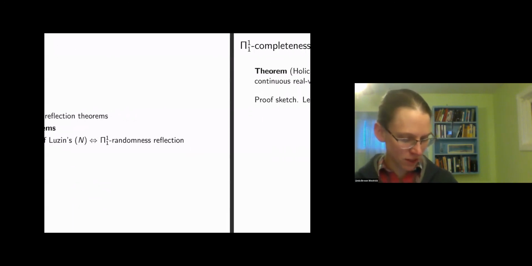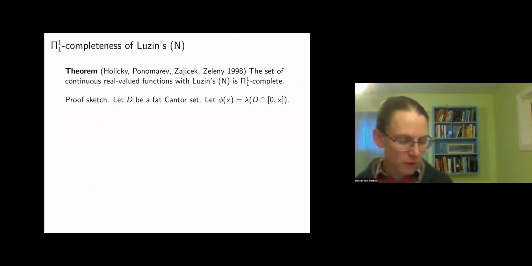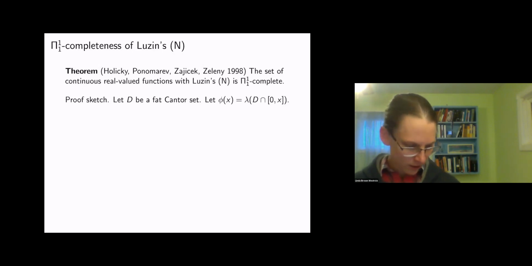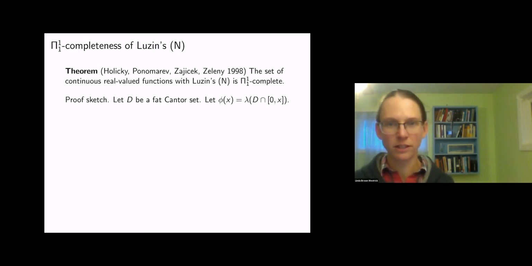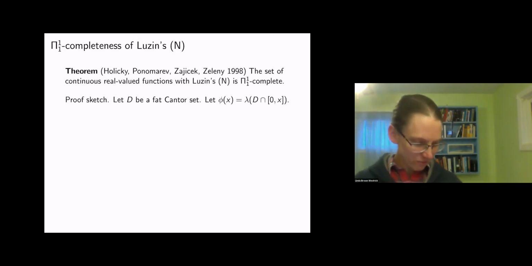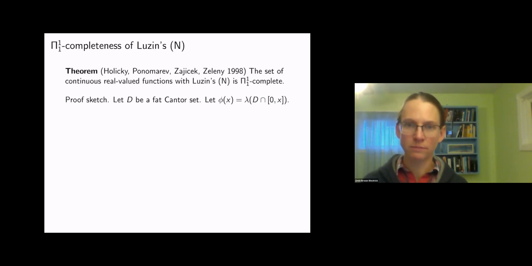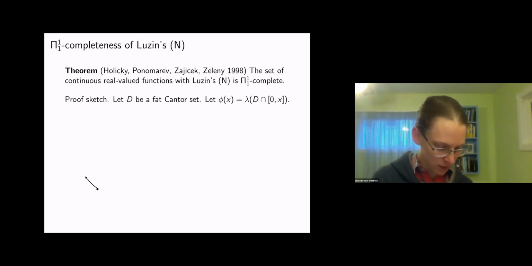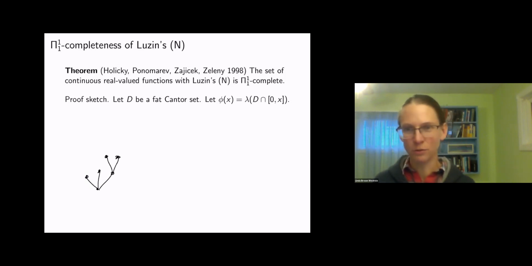Okay, so basis theorems. In order to talk about basis theorems, it's relevant to consider this Pi^1_1 completeness result that I'm basically going to give a proof sketch of, which is literally a sketch. So we want to show that the set of continuous real valued functions with Luzin's N is Pi^1_1 complete. So we're starting out with basically some tree, and we want to know whether the tree is well-founded or not. If it's well-founded, then we want to make a function that has Luzin's N. And if it's ill-founded, then we want to make a function that does not have Luzin's N.